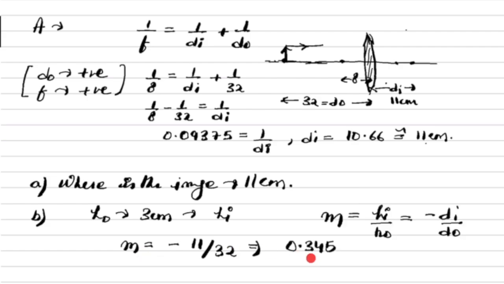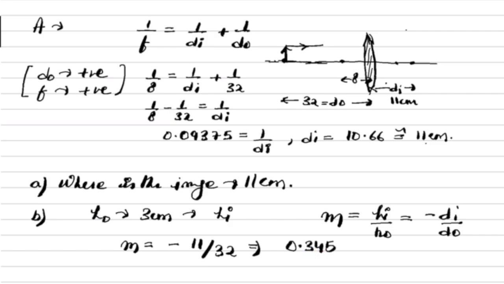If we are getting a fraction, it means the size has been reduced. If it comes out to be 1, it means the magnification is equal to 1. It means the same height will be there. But now because it is 0.345, it just means whatever the object size is, if we multiply this fraction, we will get the image size. It will be a fraction, so it will be smaller.